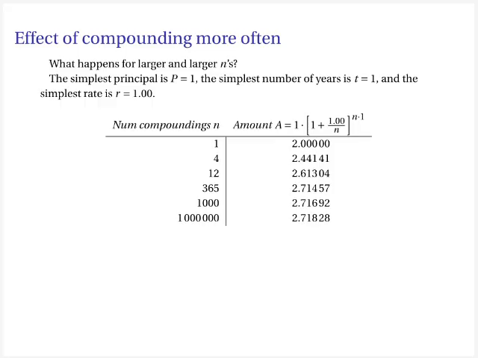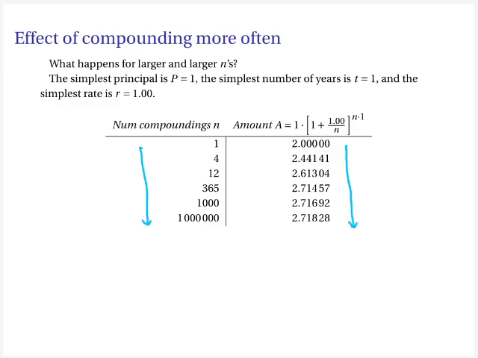So the obvious question is, what happens when you compound more often? One of the obvious questions. If you compound quarterly, is that better than compounding every 6 months? If you compound once a month, is that better? If you compound once a day, is that better? So the obvious thing to do is make up a table, and so I did. I made up a table here going from 1 compounding a year up to 1 million compoundings a year, and then I calculated the amount.